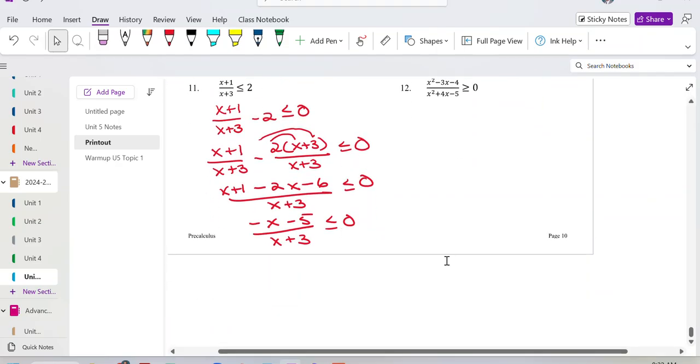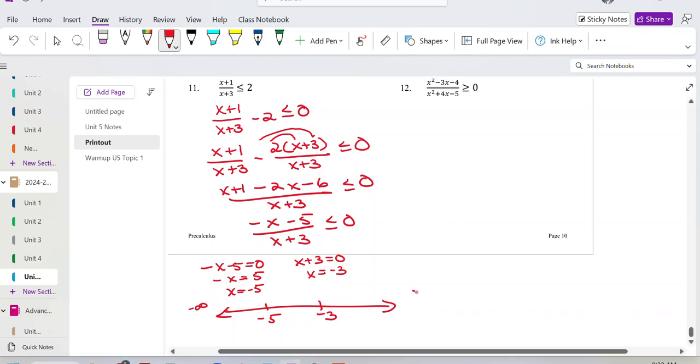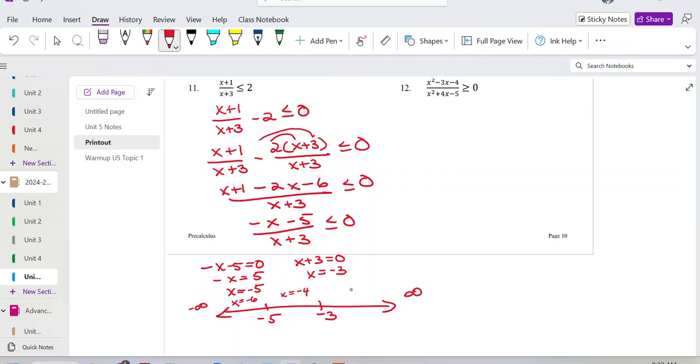So now let's set the numerator equal to 0. So that means negative x equals 5, x equals negative 5, and the denominator means that x equals negative 3. So those are the 2 numbers that you put on the number line. Negative 5 comes first because it's smaller. And then you choose numbers. So we'll choose negative 6, we'll choose negative 4, and we'll choose 0.